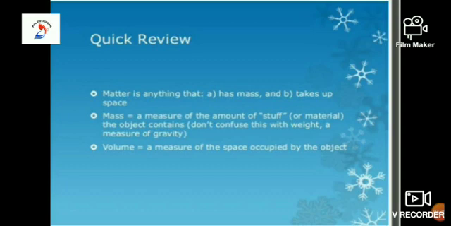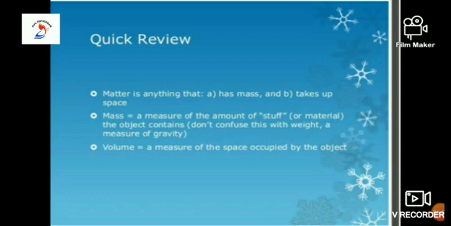Now again, let's recap what is matter. Anything which occupies space and has mass is called matter. Mass is a measure of the amount of stuff. Volume is the measure of the space occupied by an object.